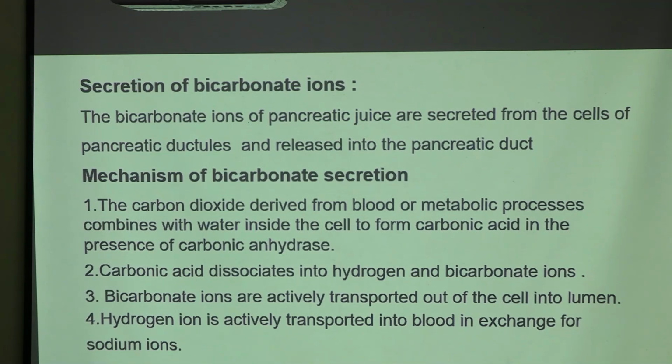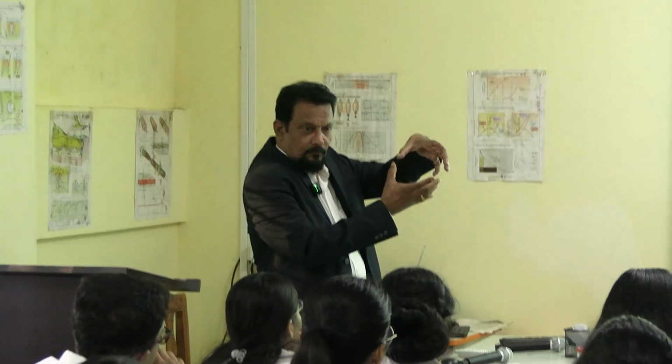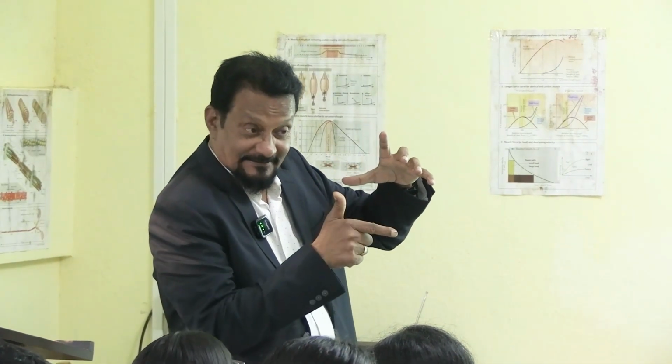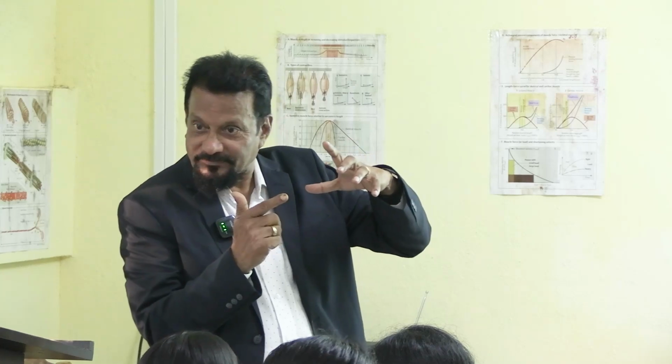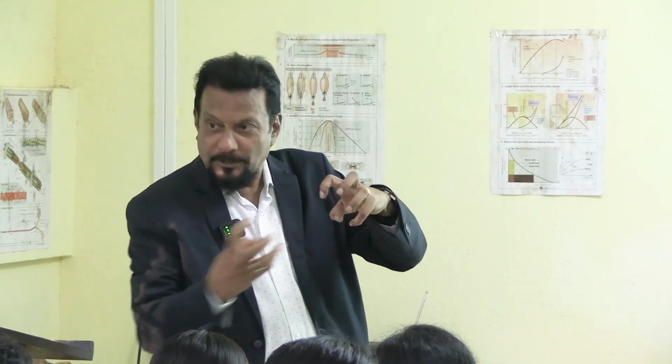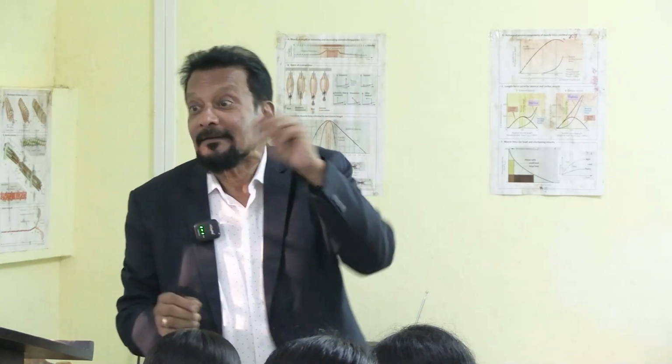Secretion of bicarbonate ions. From the stomach, the food bolus first comes into the duodenum. This is acidic, so immediately this acid is sensed by the intestinal wall. There are some cells, S cells, which get stimulated. What do they secrete? They secrete secretin. This secretin is absorbed into the blood and circulated throughout the body, and some also reaches the pancreas.